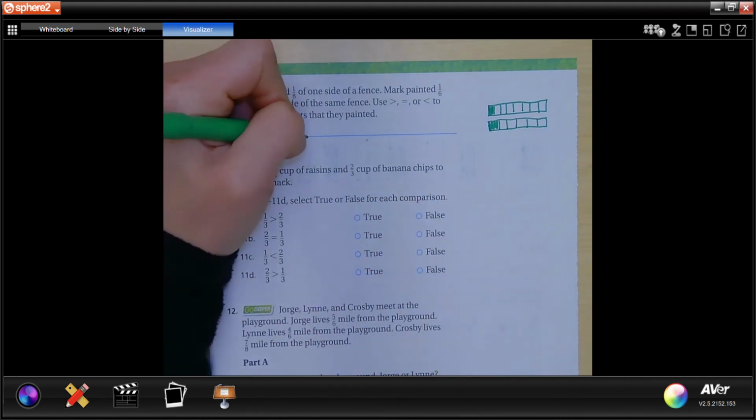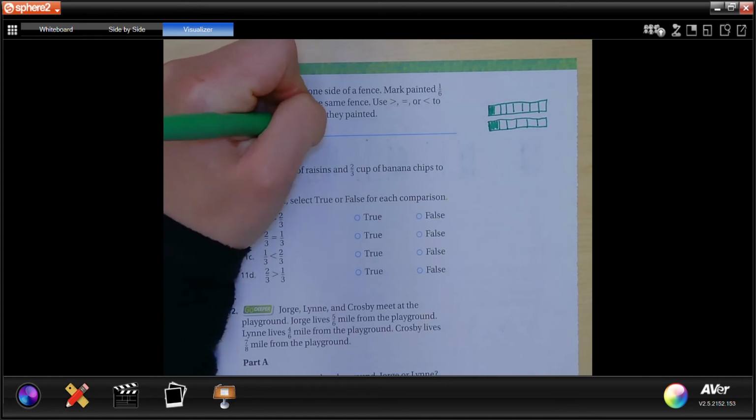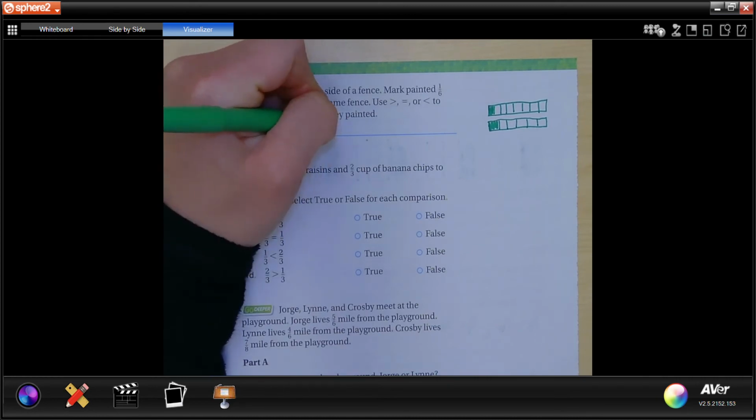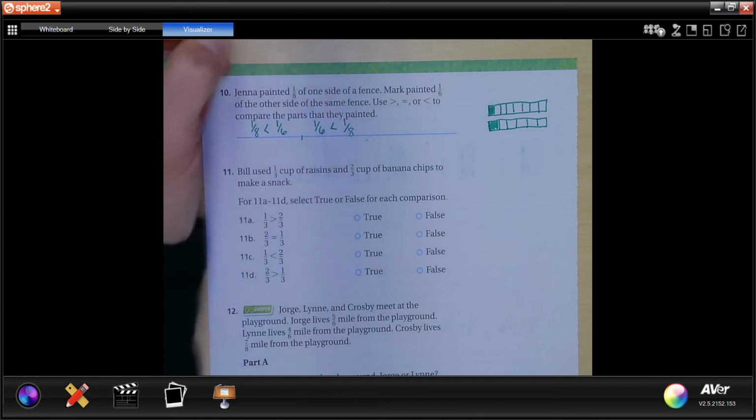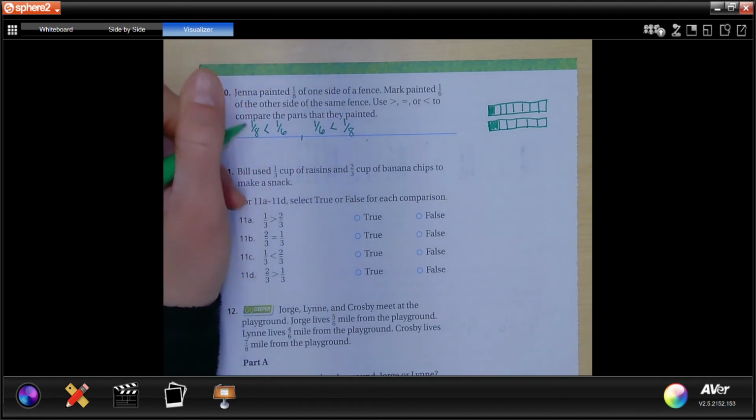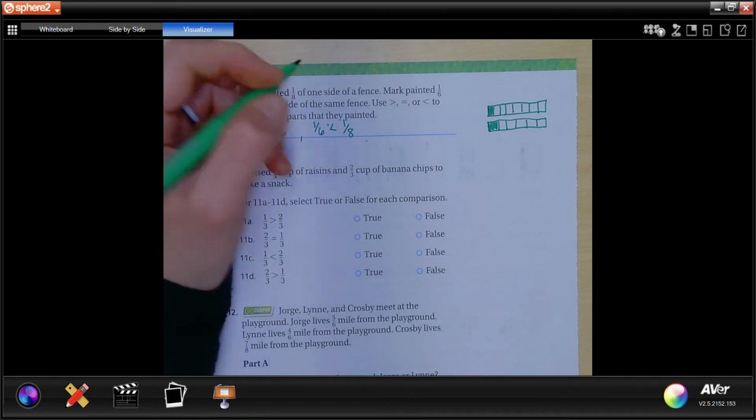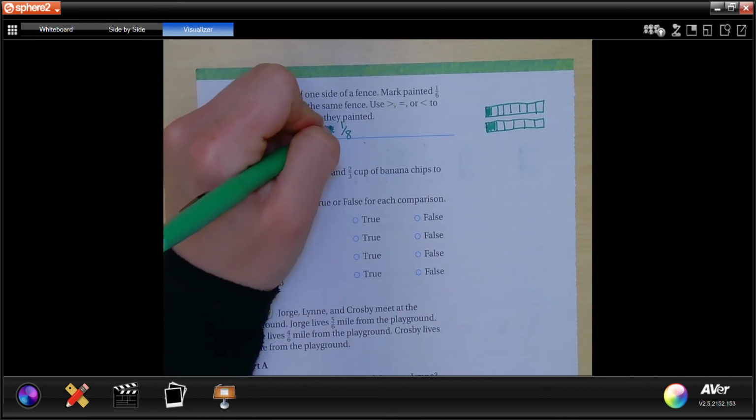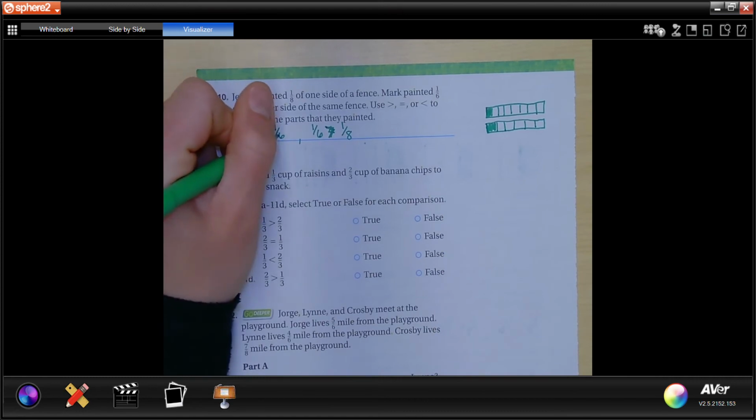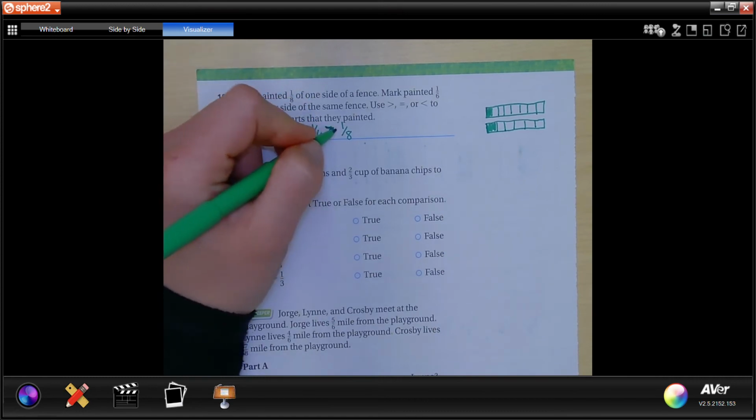You can also write 1/6 is less than 1/8. So 1/8, oh my goodness. Sorry, Mrs. Douglas wrote her symbol backwards. 1/8 is less than 1/6, and 1/6 is greater than 1/8.